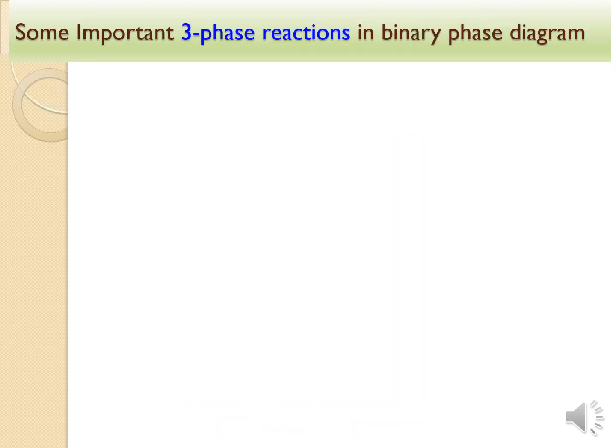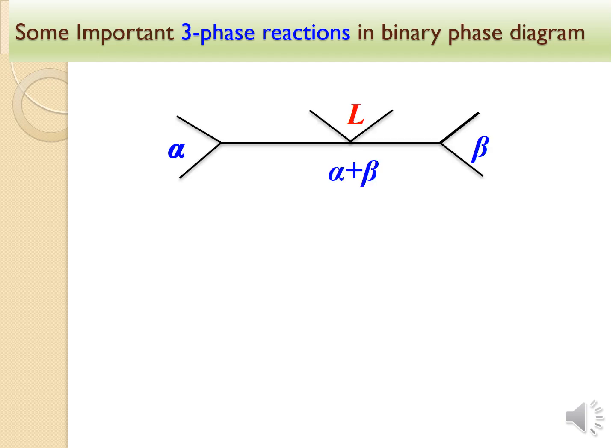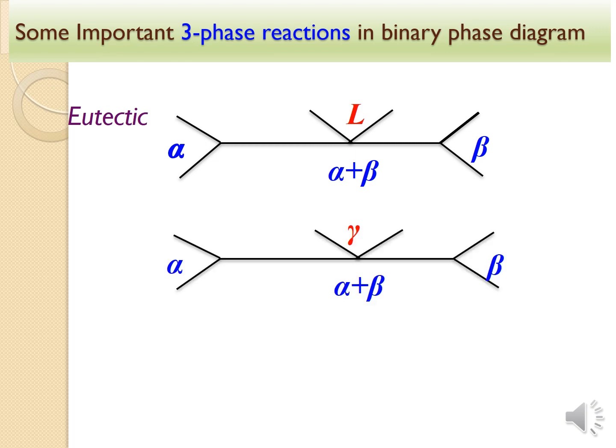Next, let's take a look at three phase reactions in binary phase diagrams, which we'll see in the iron-iron carbide phase diagram in a second. The first very important reaction is from one liquid phase transforming into two solid phases, and this is called the eutectic reaction. The second one is very similar to the first, but instead of transforming from a liquid, now we'll have a gamma phase, which is a solid phase. So from one solid it becomes two solids. This is called the eutectoid reaction.